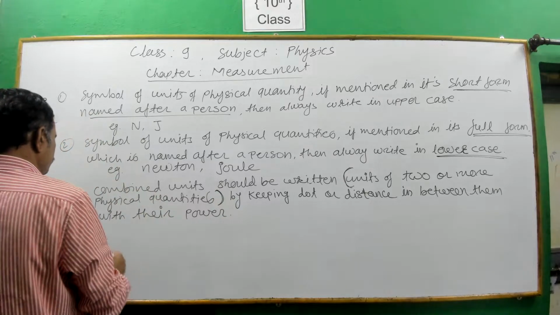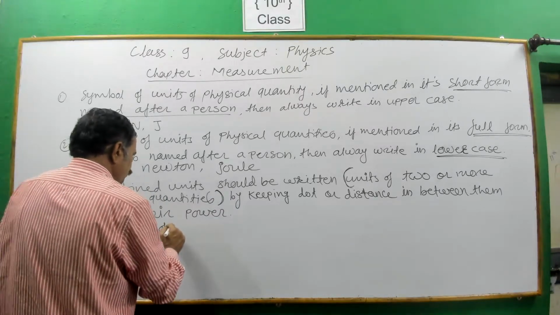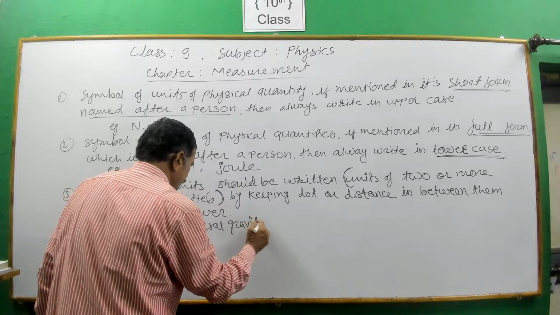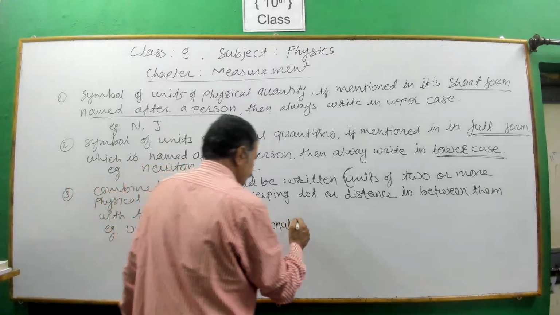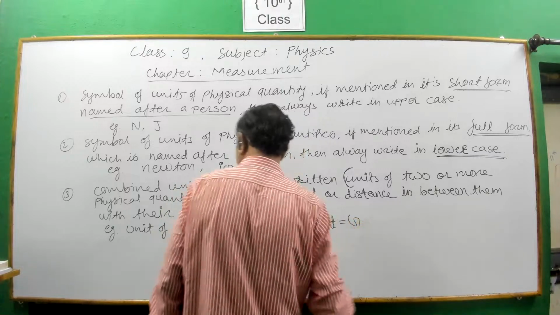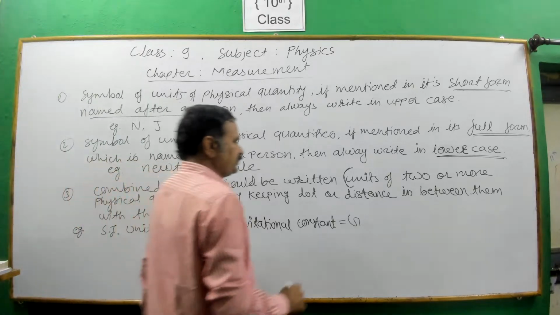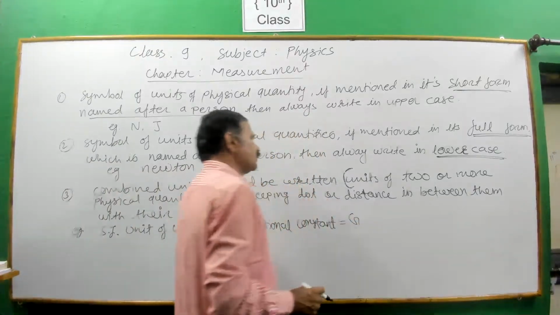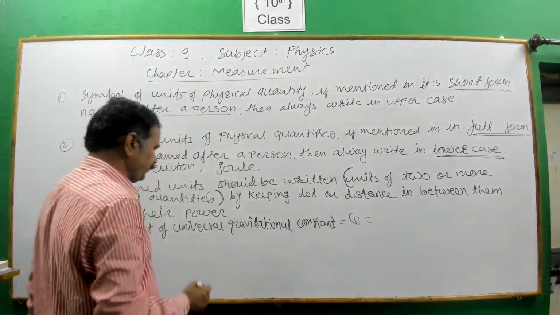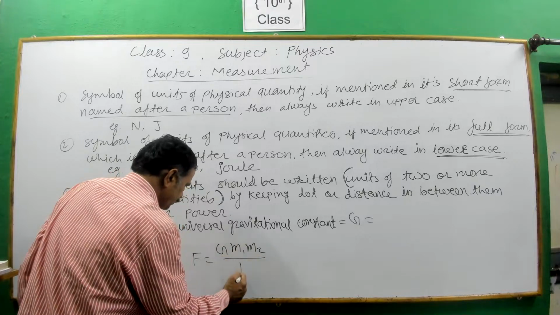For example, the unit of universal gravitational constant, that is G. Which unit is it? To find its unit, we first find the value of G by doing the calculation between F is equal to G m1 into mass m2 divided by the square of the distance.